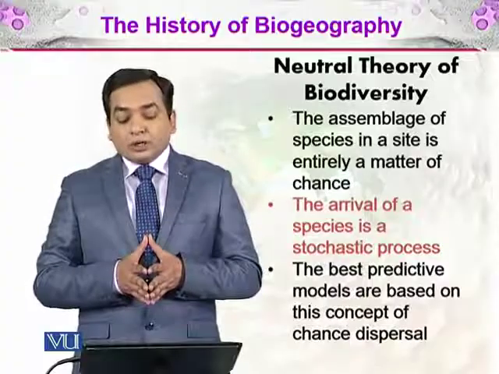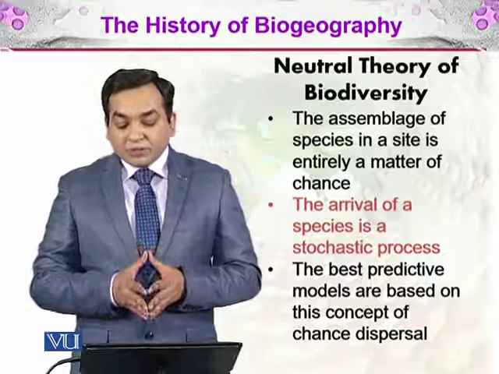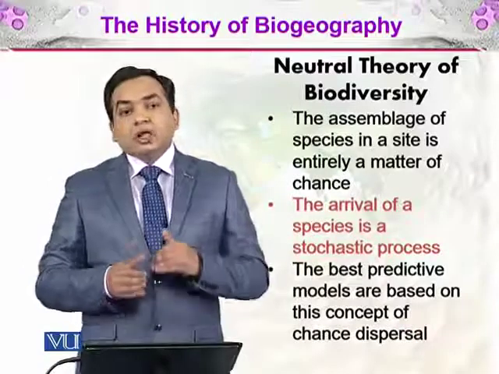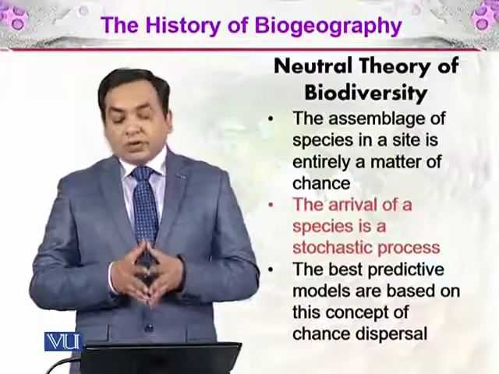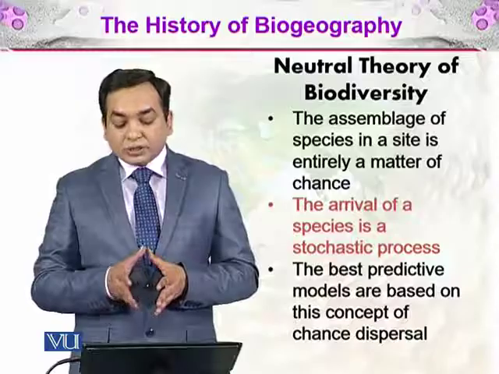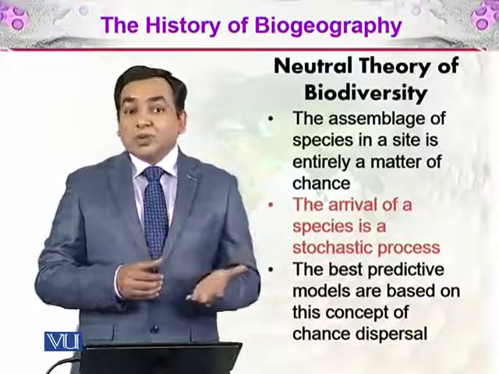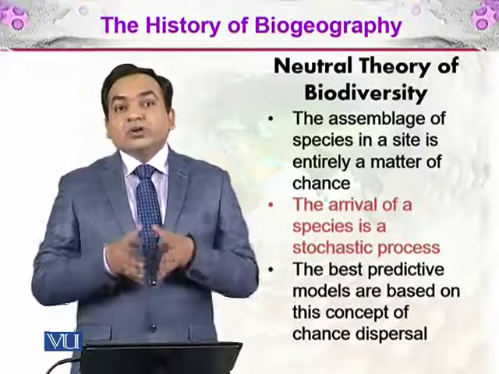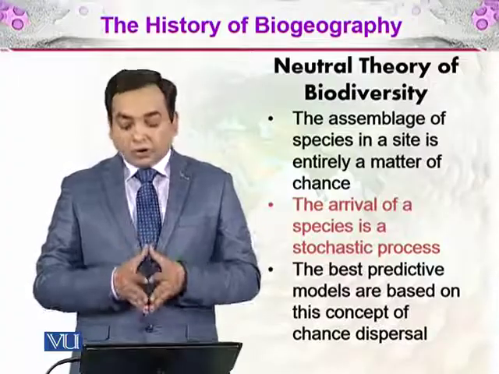And there comes the neutral theory of biodiversity. It says that the assemblage of species in a site is entirely a matter of chance. Everything that is happening in an environment is a matter of chance, and the arrival of species is a stochastic process. A stochastic process is one that can't be predicted. It could happen earlier, it could happen later. There is no causal relationship with anything. It is just a matter of chance.